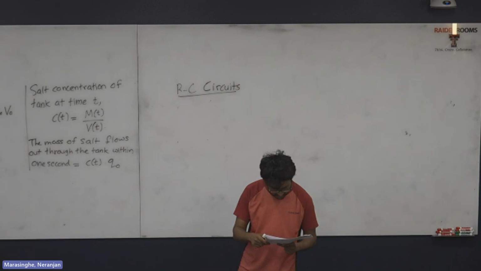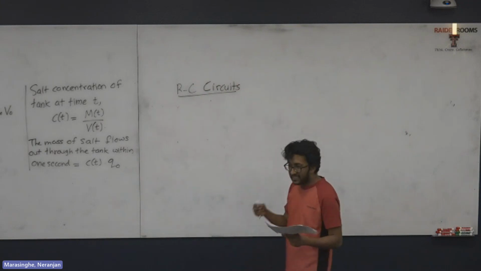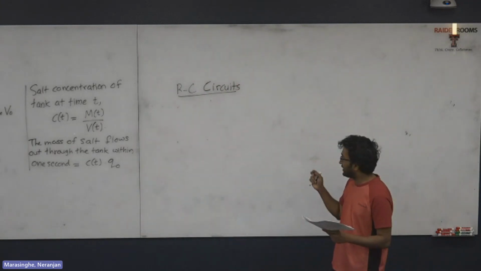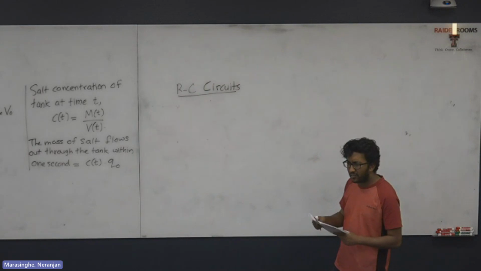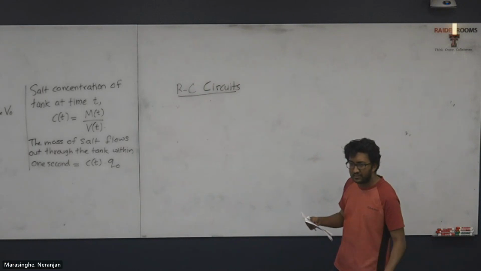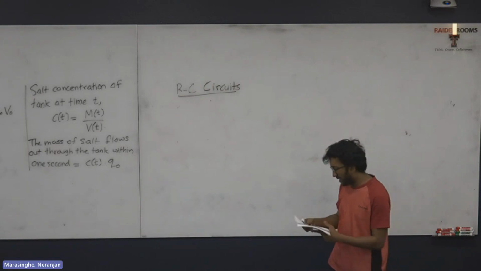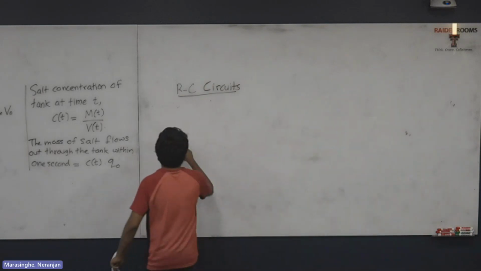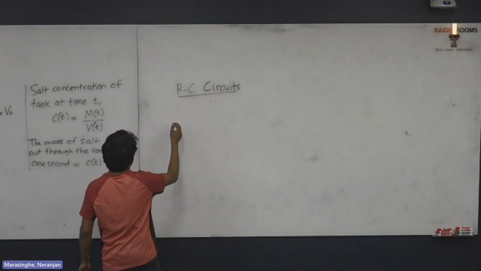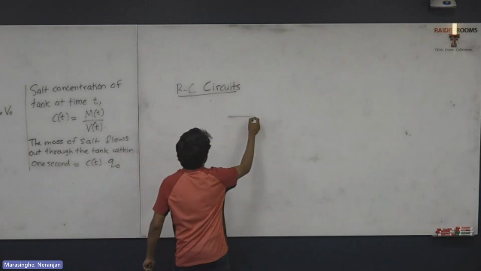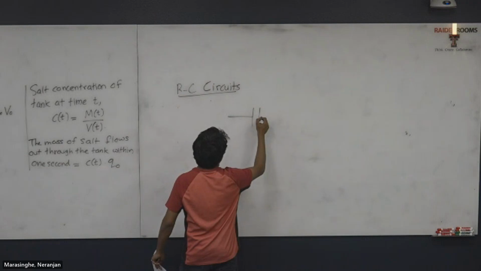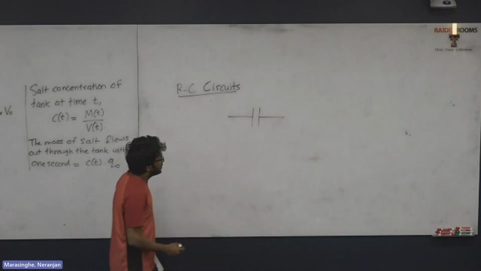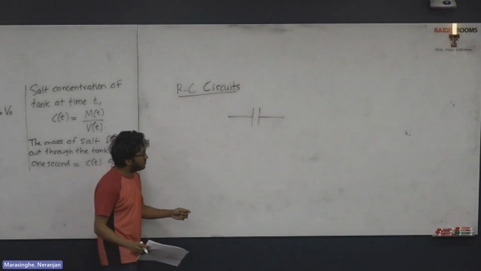Let me recall some basics of physics. Have you done any course related to electric circuits, capacitors, inductors? I would recall the basics. If you have an AC circuit, suppose you have a capacitor. This is the notation for a capacitor. So what does a capacitor do?